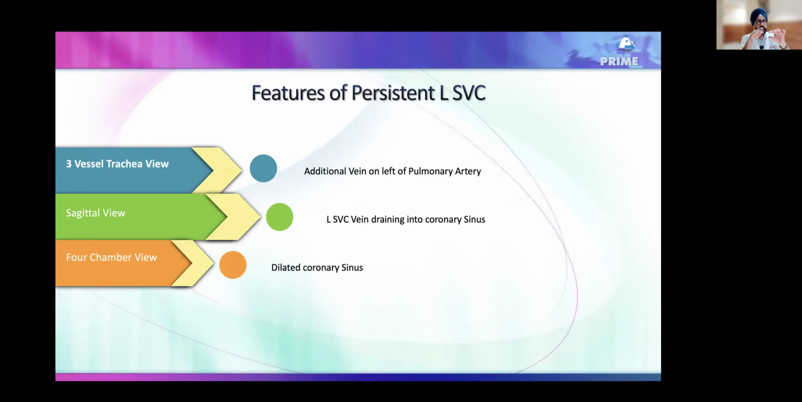You would see the left superior vena cava when you see the descending aorta. When you see the descending aorta, you make a little rightward sweep. Then you see the left superior vena cava opening into the dilated coronary sinus, what we call the cigar sign. I would show you. While the ascending aorta is seen when you see the right superior vena cava entering the right atrium.